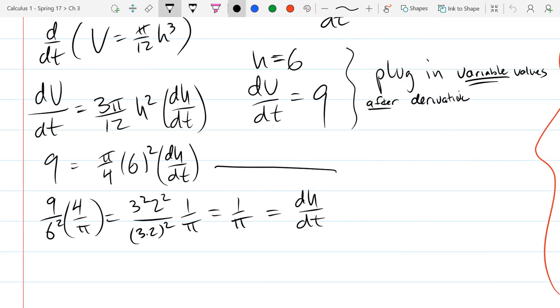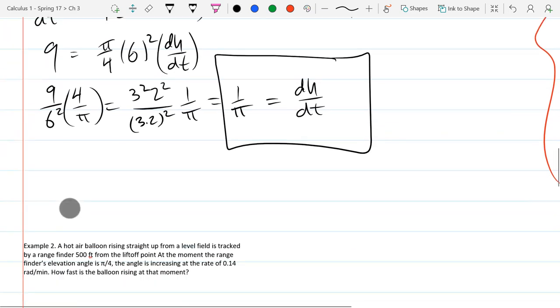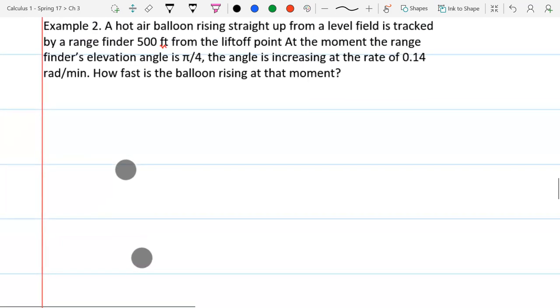So this was our change in height over change in time. That was the answer to the original question. And now we're going to get started on the second problem.